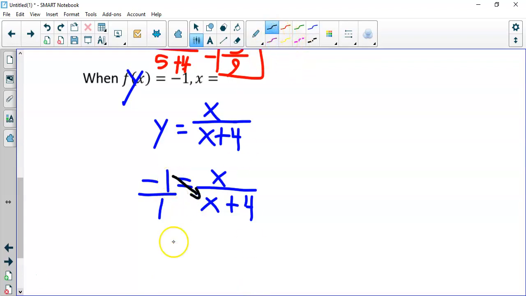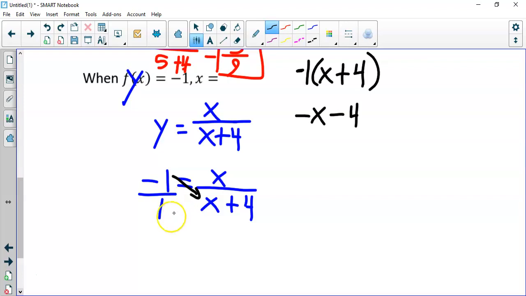So what's negative 1 times x plus 4? Negative x and a negative 4. That's right. Because again, you're taking that negative 1 to both of those. Okay? So negative x and negative 4. And then what's 1 times x? Yeah, x. Or if you want to call it 1x, it's all the same. Okay?